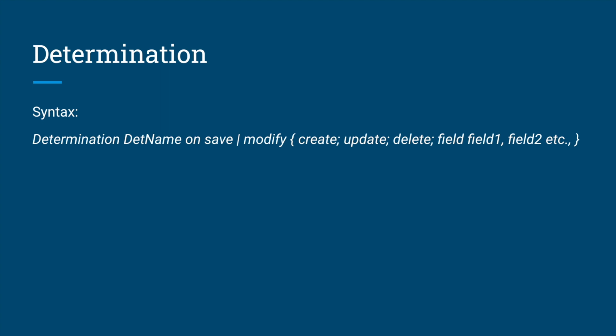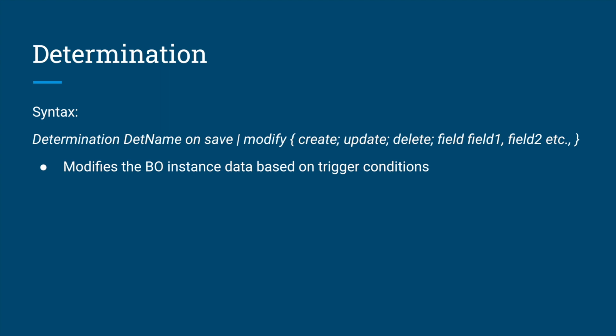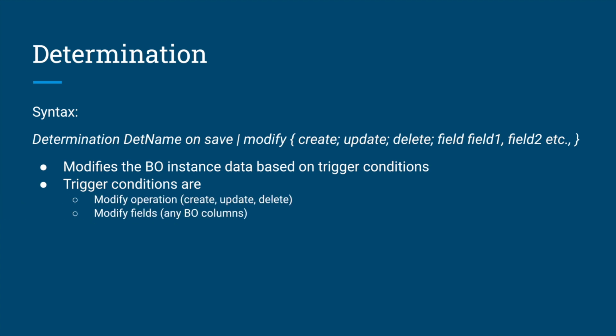We are discussing the RESTful ABAP programming model. In this video, we are going to talk about determination. So what is the syntax for determination? Like validation, we start with the determination name, on save or modify. Then we mention trigger conditions. Basically, determination will help us to modify the business object instance data. We know that trigger conditions are modify operations or modify fields.